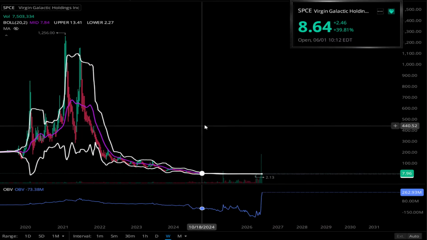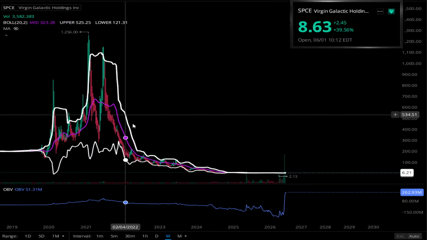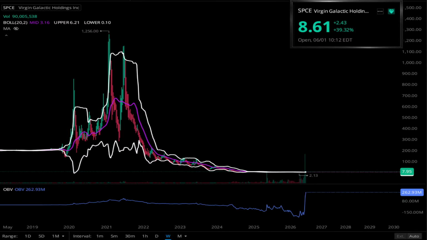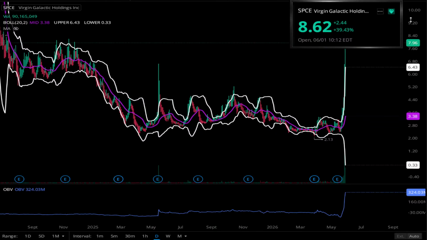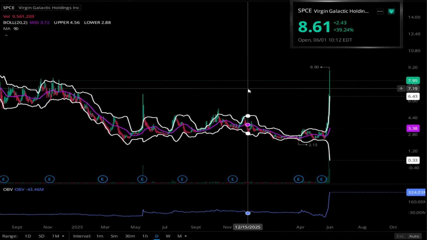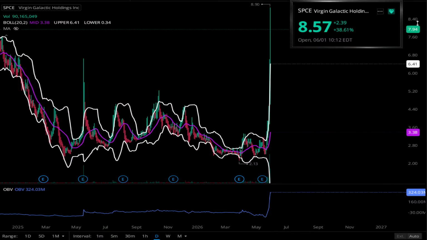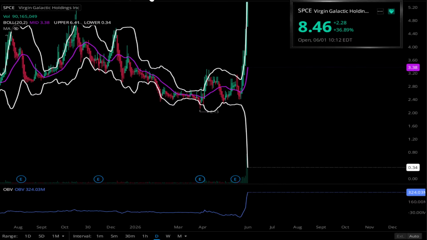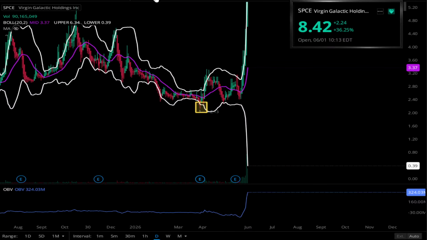So, weekly time frame, it looks terrible. This is telling you that there's been multiple reverse splits, which is never a good thing. But regardless, looking at the daily time frame, and this will be a little more difficult to show just because of some of the extreme candles here.